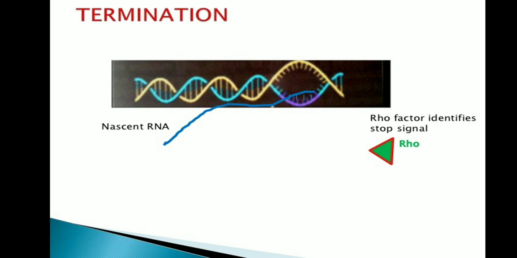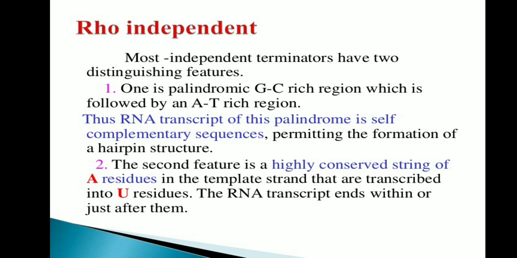So it is dissociated from the DNA, which disrupts the nascent RNA DNA complex and releases the nascent RNA. Here you can see the purple colored sequence, which is the termination point. The rho factor will identify the stop signal and shows helicase activity. It separates the DNA from the RNA, and the nascent RNA chain is released.